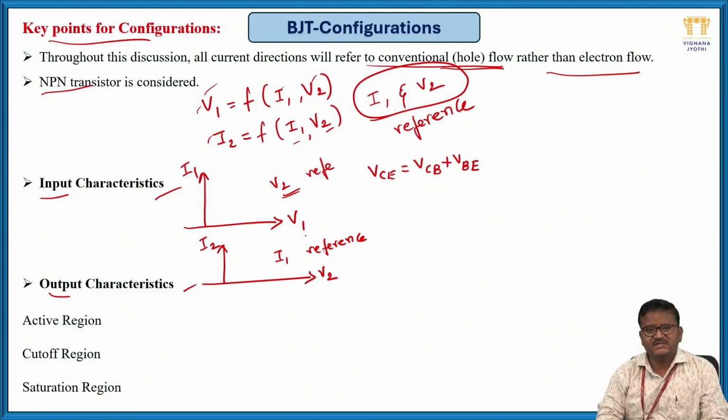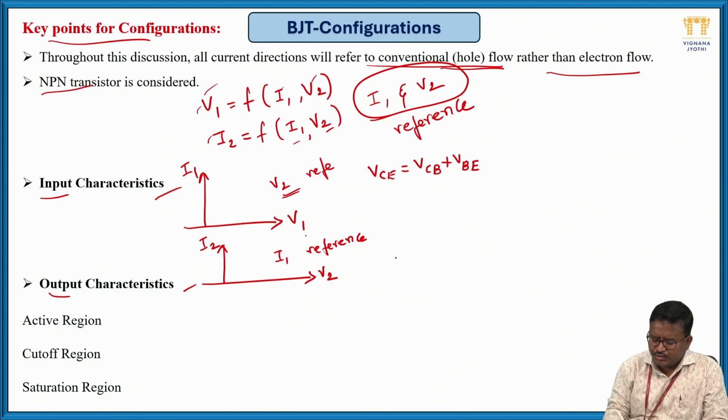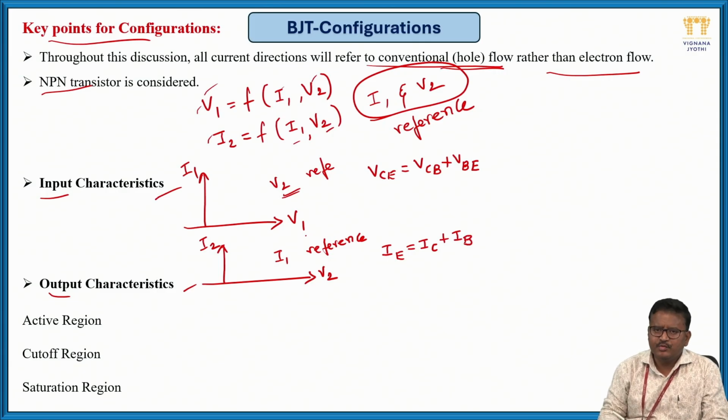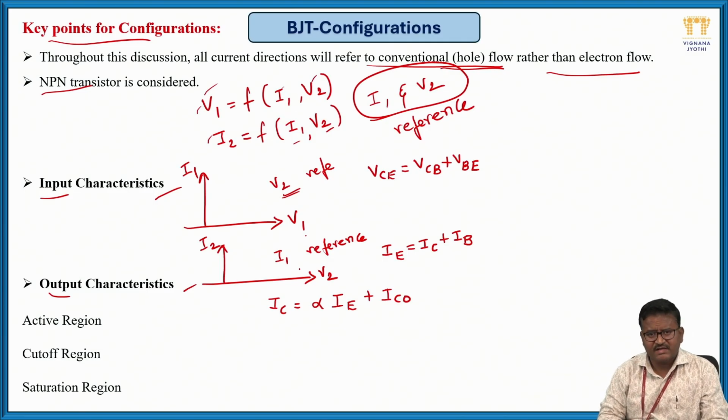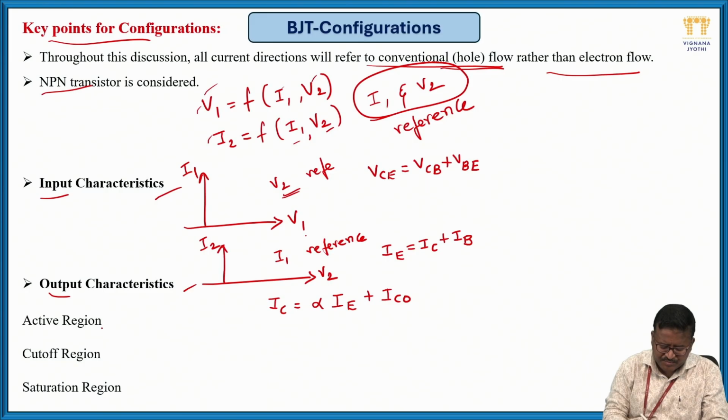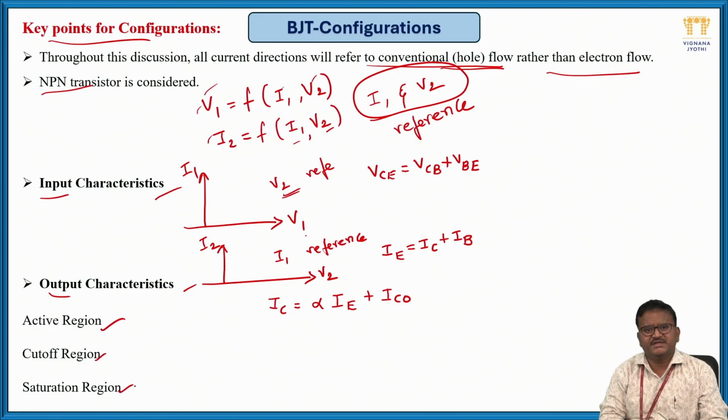Likewise, when you are considering the output characteristics, you should consider the current relation, that is IE equals IC plus IB. In addition, the output current equation is IC equals alpha IE plus IC naught. So these relations we can consider. Along with that, in the output characteristics, you should represent the active region, cutoff region, and saturation region.